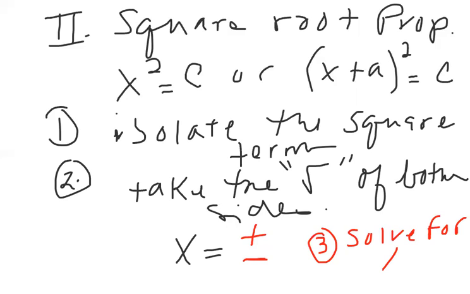Okay. Now, again, I am only going to do a few examples here, maybe 2 or 3. So pay careful attention as I go through this, okay? So here comes the first example. Example number 1, x squared minus 25 equals 0.